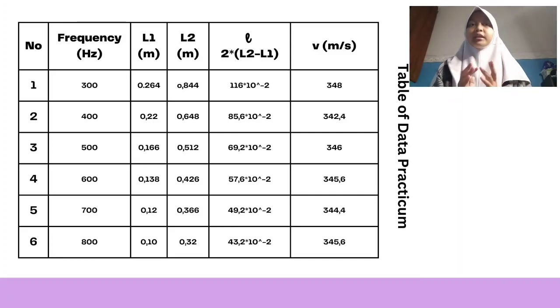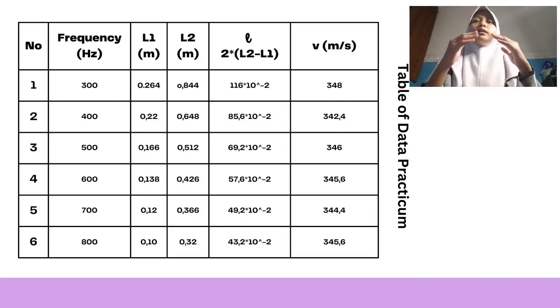At a frequency of 700 Hz, the distances are 0.12 and 0.366. The wavelength is 0.04092 and the velocity is 344.4.